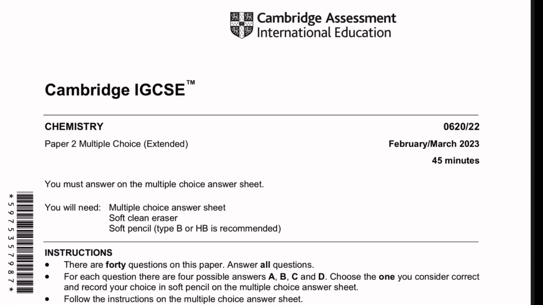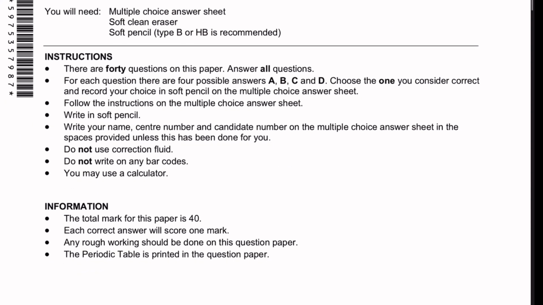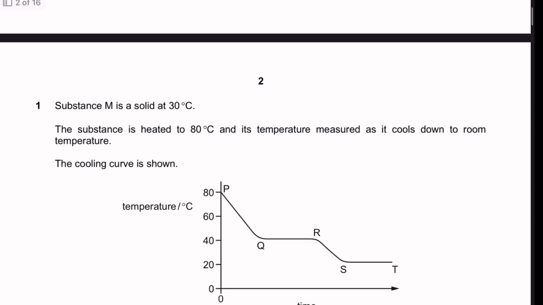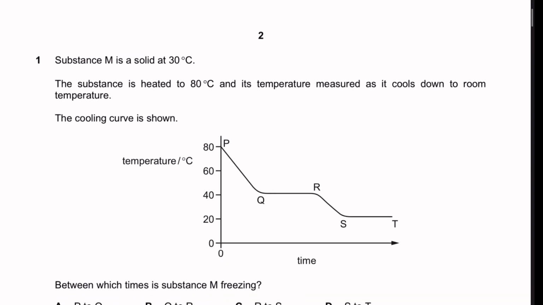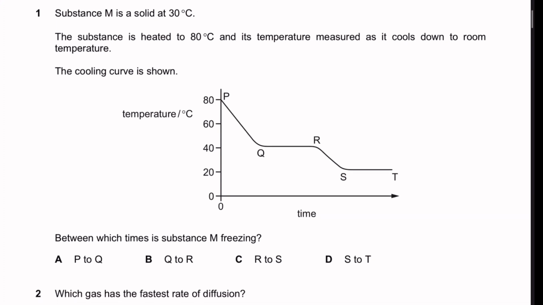Cameron IGCSE Chemistry, February March 2023. Substance M is a solid at 30 Celsius. The substance is heated to 80 Celsius and its temperature measured as it cools down to room temperature. The cooling curve is shown, between which times is substance M freezing?